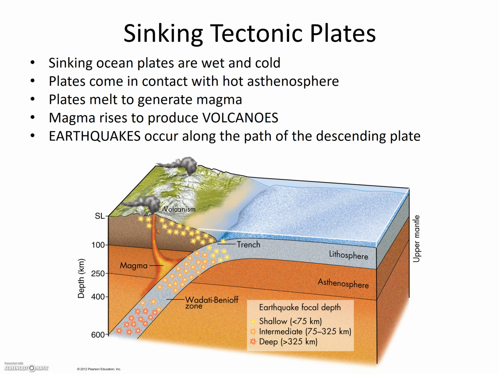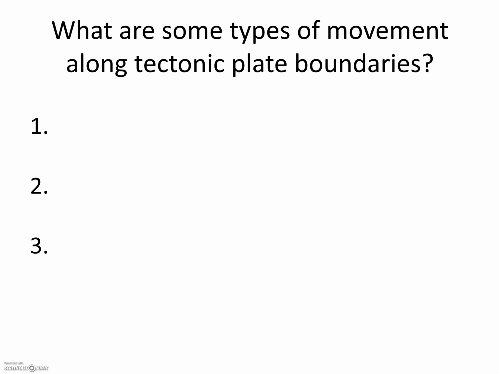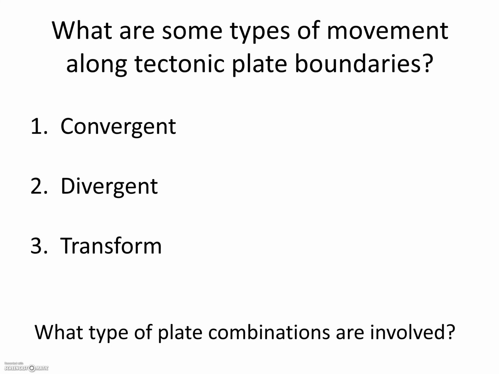So for review, what are some types of movement along tectonic plate boundaries? Think about it. Did you get it right? Convergent, divergent, and transform plate boundaries. Now consider what type of plate combination might be involved. We'll discuss this next.